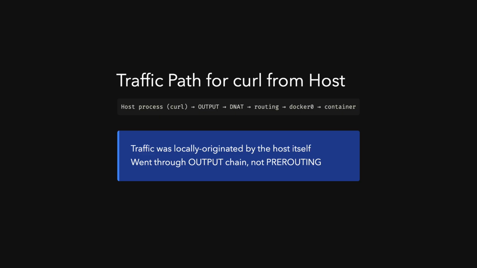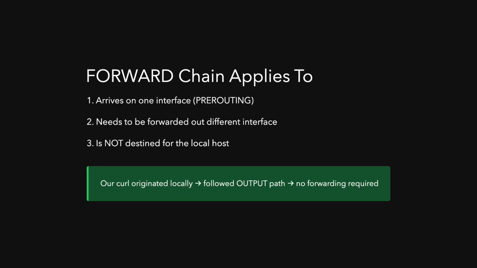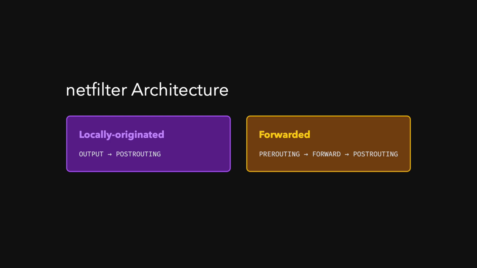This traffic was locally originated by the host itself. It went through the output chain, not prerouting. The forward chain only applies to traffic that arrives on one interface, needs to be forwarded out a different interface, and is not destined for the local host. Our curl traffic originated locally on the host, so it followed the output path. The routing decision determined it should go to docker0, and it was delivered directly, no forwarding required.